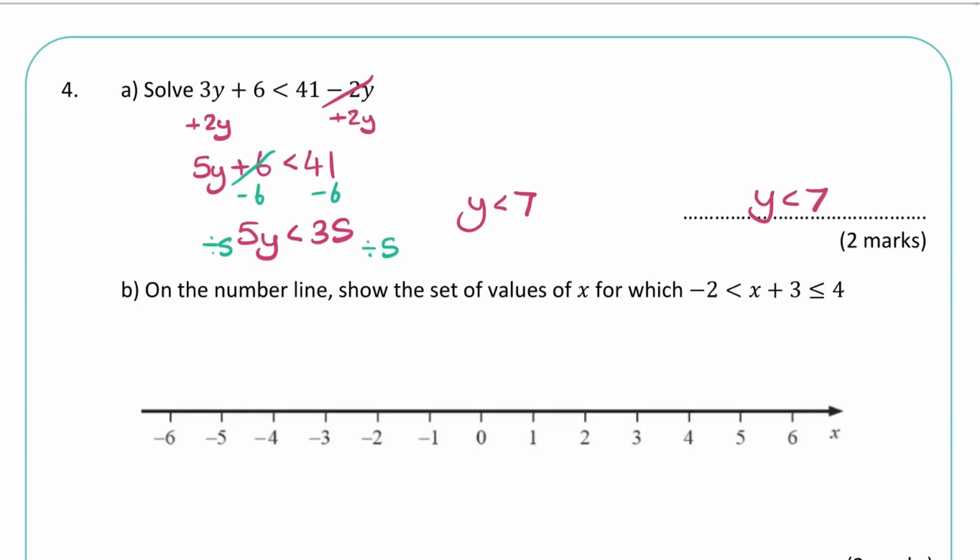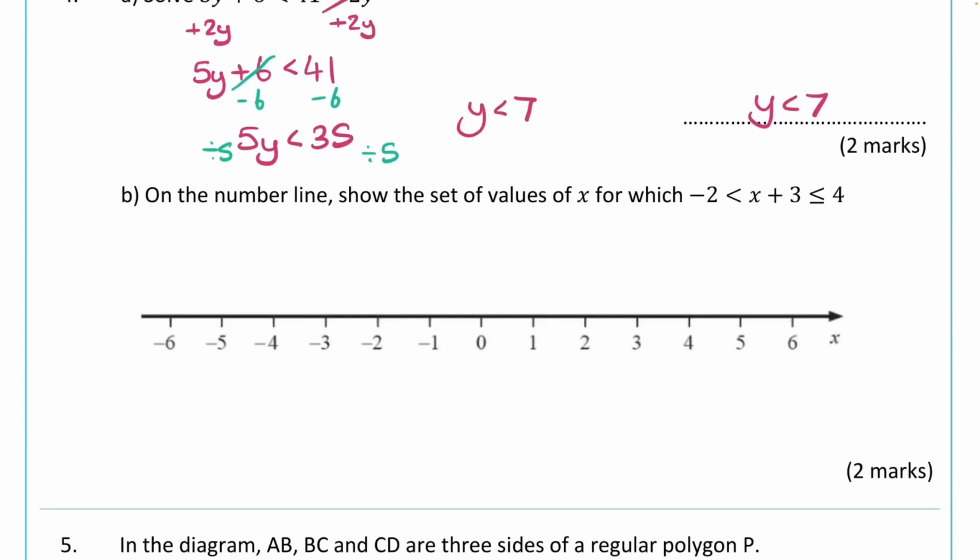Part B here wants us to draw a different set on the number line. So for this one, we have this x in the middle as well. So we want it to be just x on its own, but we have x plus 3. So in order for it to be x on its own, we need to get rid of this plus 3. So we need to subtract 3, which will get rid of this plus 3 here. Now when we subtract 3, when it's a double inequality like this, we have to subtract 3 from both sides. So the negative 2 goes down to negative 5, being careful with your negatives, and the 4 goes down to 1.